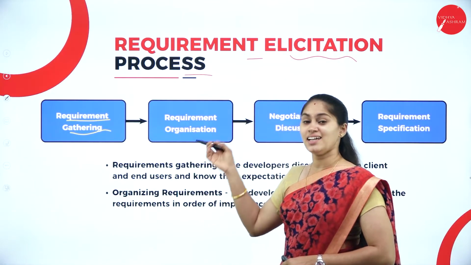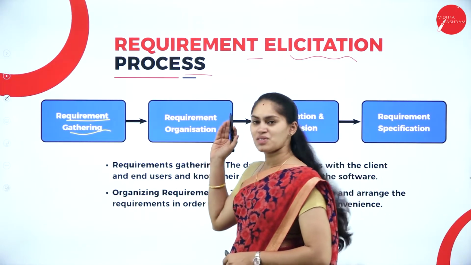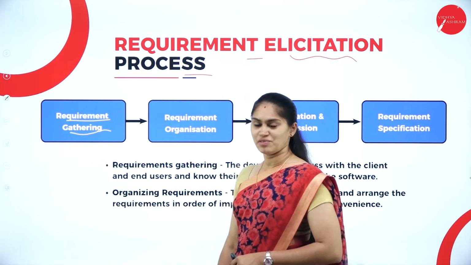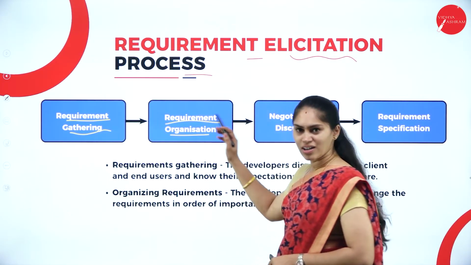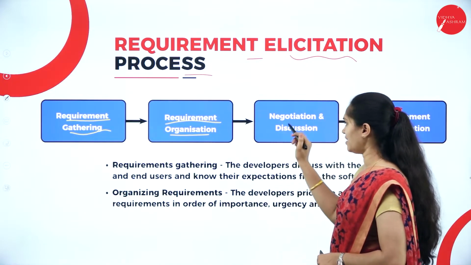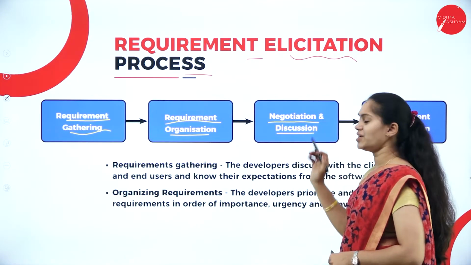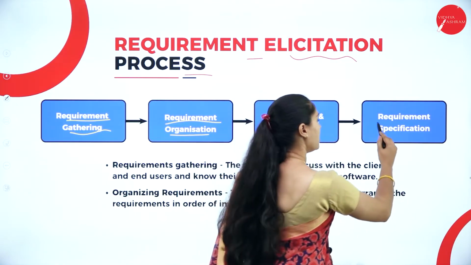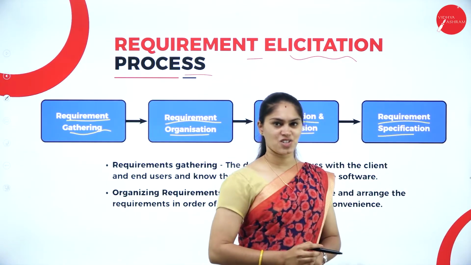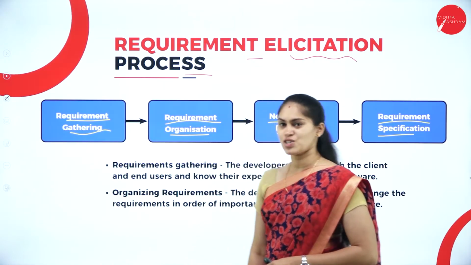Already we have gathered all the requirements from the different stakeholders and even from the end user customers, from everybody, right? Then requirement organization, let me discuss it later. And also we have negotiation as well as discussion. At last, what does it include? That is requirement specification. So we'll see each stage one by one.